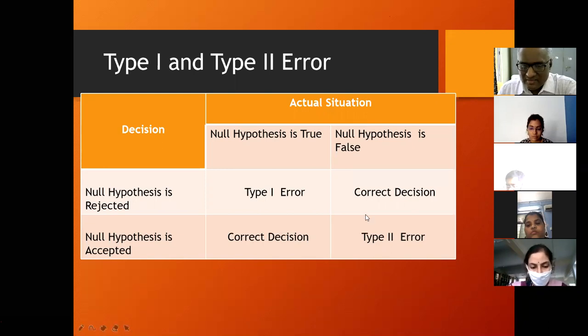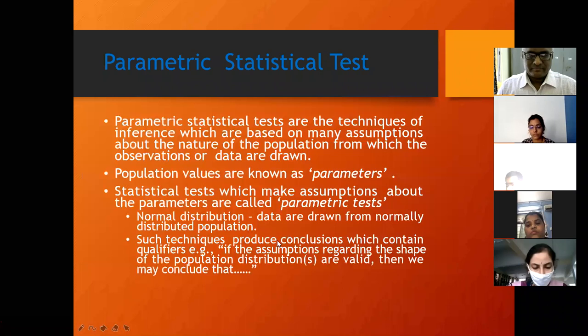Which is a correct decision? If the null hypothesis is false, reject it. If the null hypothesis is true, you accept it. This result you must get in your research study. Otherwise, you are committing type 1 error and type 2 error. It results in wrong research findings.